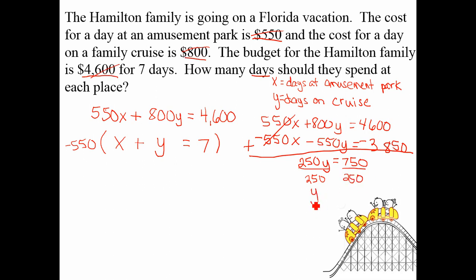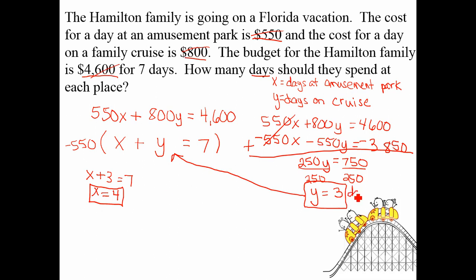It says y equals 3. I'm going to put a box around that. y is 3. Now, if x and y are what we're trying to find, and y is 3, I'm going to plug it into that equation there that says x plus y has to equal 7. So x plus 3 has to equal 7. So x has to equal 4. That makes sense because we had a 7-day vacation and we just found out how many days, remember, at each event or on each part of our vacation.